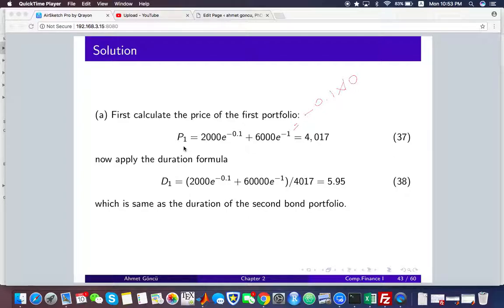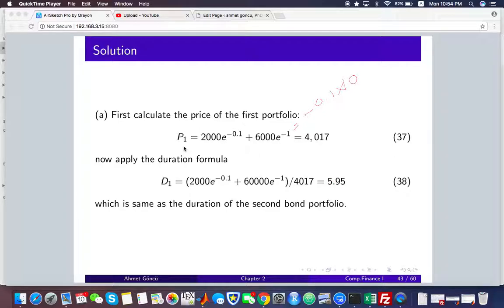Now we can apply our duration formula. You need to remember that in the duration formula, we also multiply by the payment time. So this is 1 year times face value and the same discount factor, plus we have the face value times, because we will receive this face value in 10 years, this will be multiplied by 10. And again, you have the similar discount factor here. And you need to divide it by the price of the bond portfolio, which is $4,017. So you can calculate this quantity, and indeed it is 5.95.